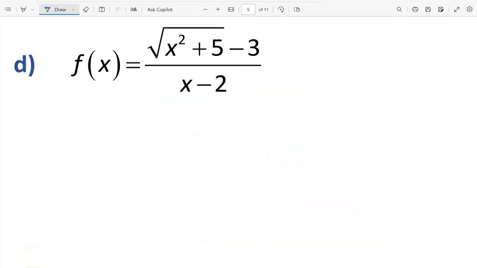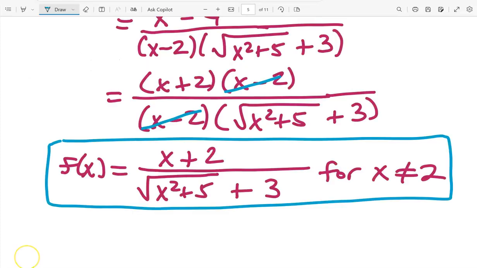f of x equals the square root of x squared plus 5, minus 3, divided by x minus 2. Pause the video while you do this. Here's the final result for that last try this: x plus 2 divided by the square root of x squared plus 5 plus 3, for x not equal to 2.